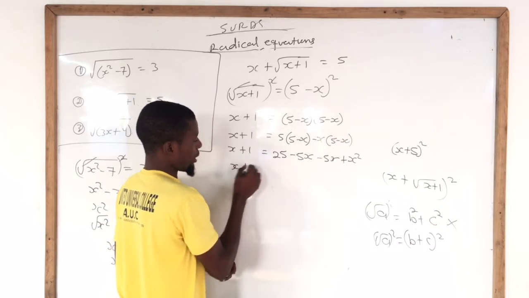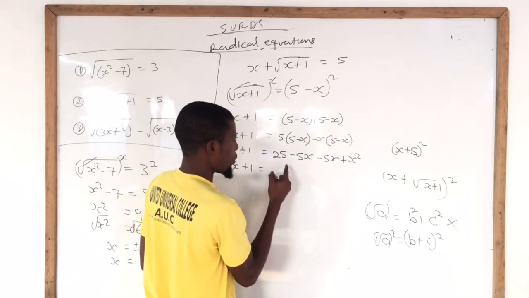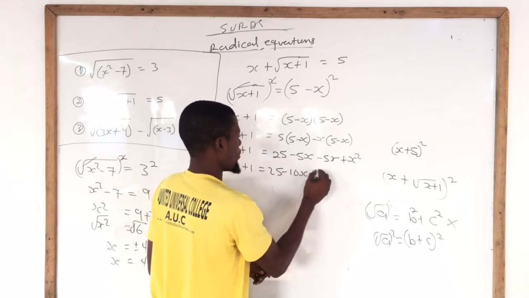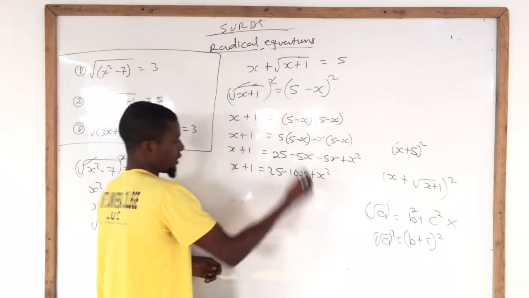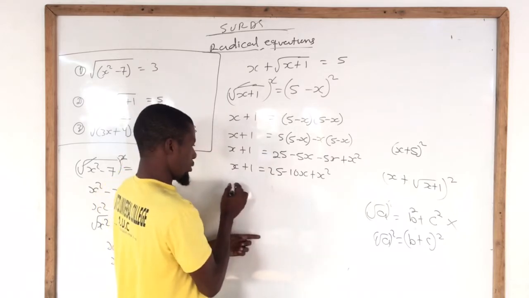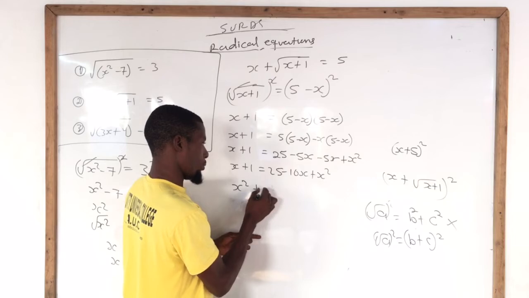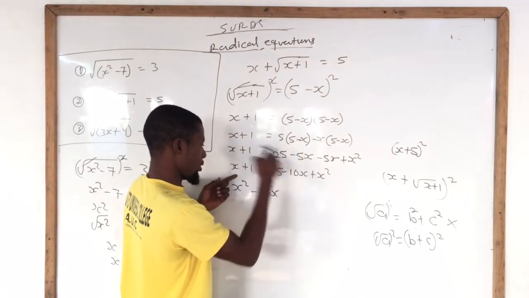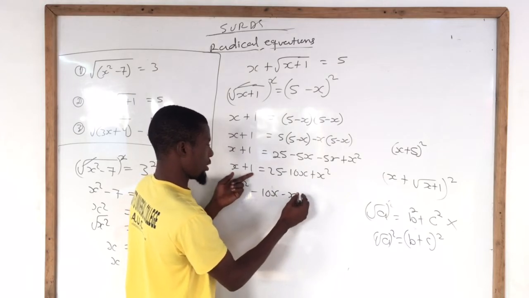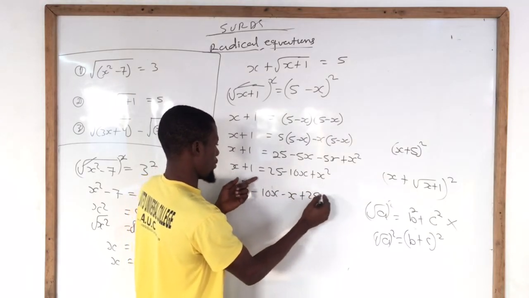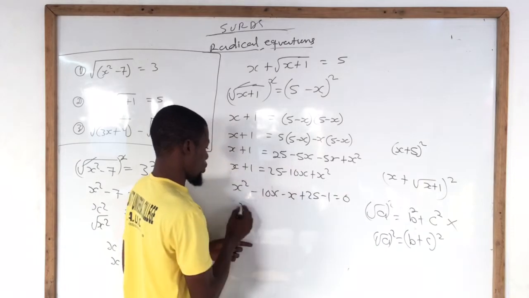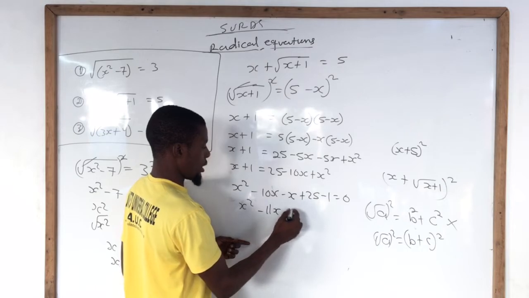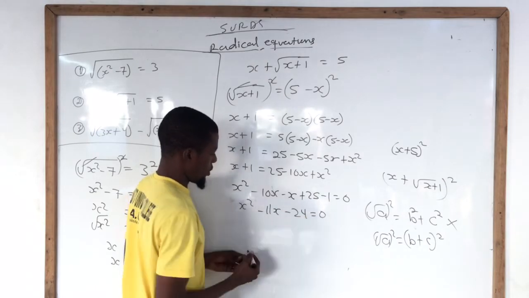I'm going to get x plus 1 equals 25 minus 10x plus x squared. Shifting this one here, I have x squared plus 10x minus 10x. Bringing this one here, minus x, and then plus 25 minus 1 equals 0. So I have x squared minus 11x plus 24 equals 0.